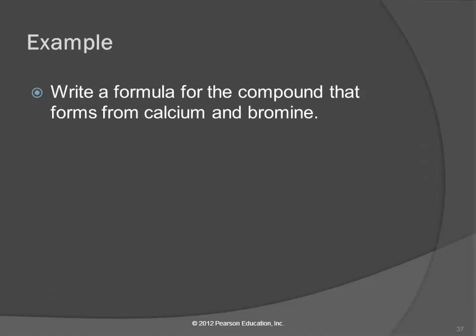So let's do an example where they're not showing us the answer. Write the formula for the compound that forms from calcium and bromine. Well, we need to know what the symbol for calcium is. It's Ca. What charge does a calcium ion take? What group in the periodic table is it in? It's in group 2A, so it forms a 2 plus ion. And then we have bromine. Bromine forms what kind of an ion? -1.